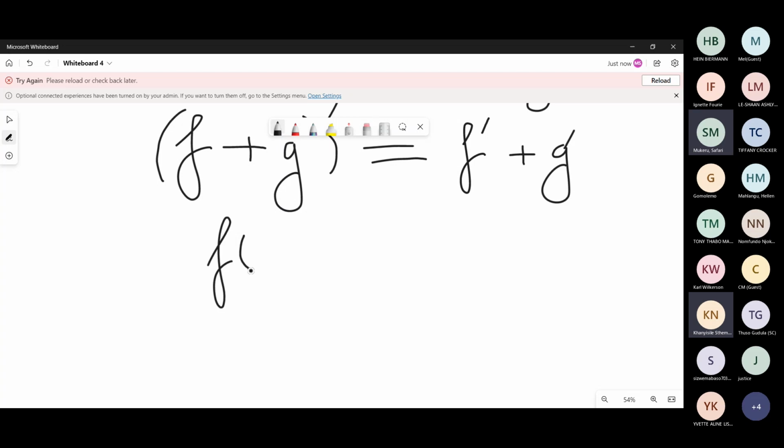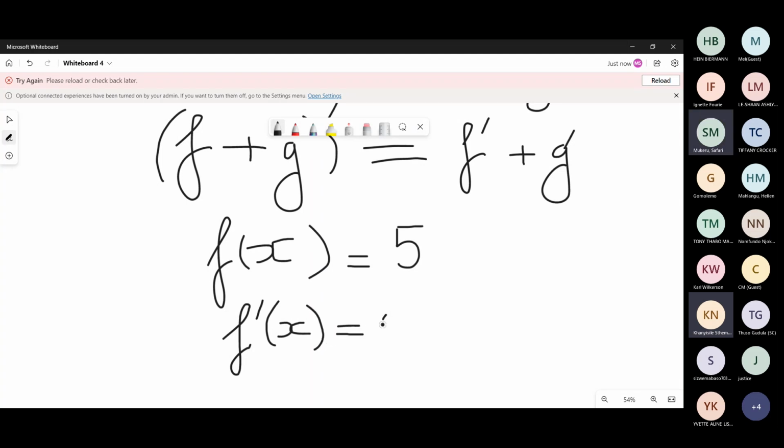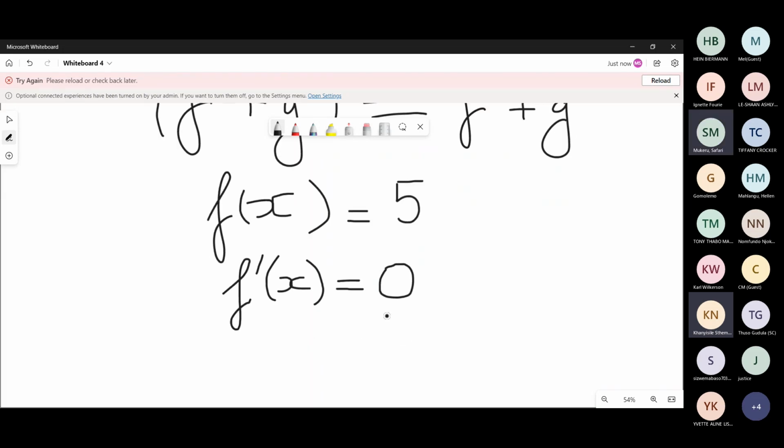If a function is constant, say for instance f of x equals a constant like 5, what is the derivative of this function? How does this function vary when x varies? Zero, yes. A constant function is such that its derivative is always zero. Can you understand why? If we even apply the definition, but there's no time to do so.